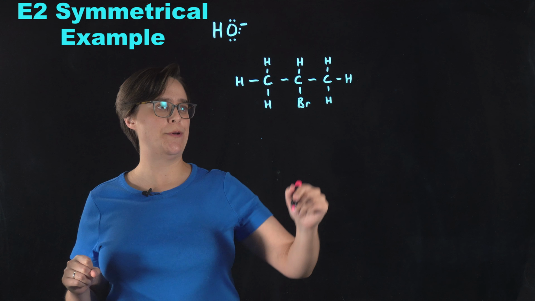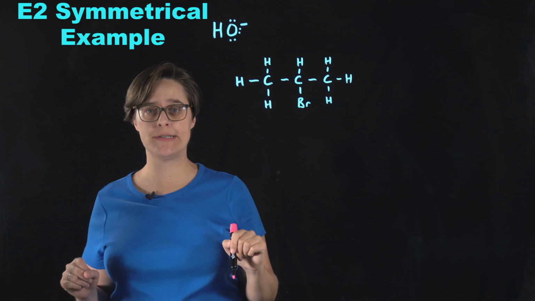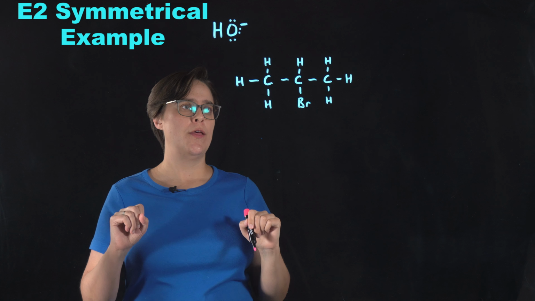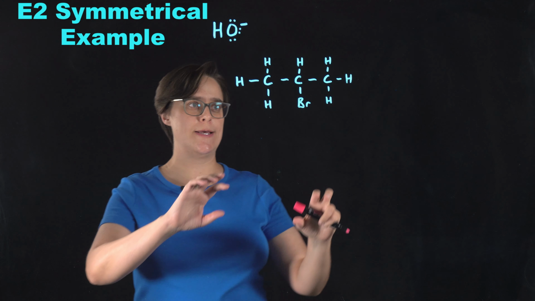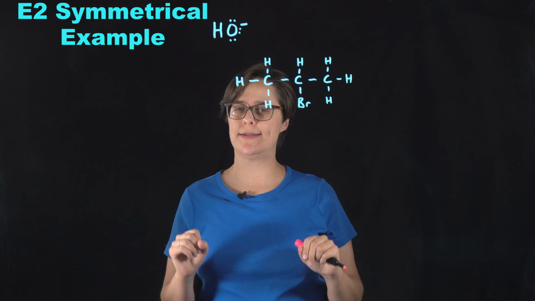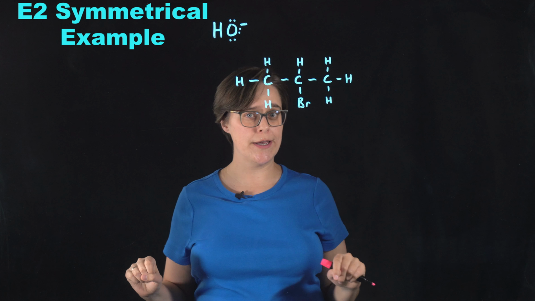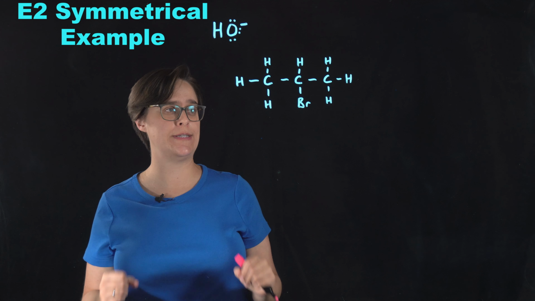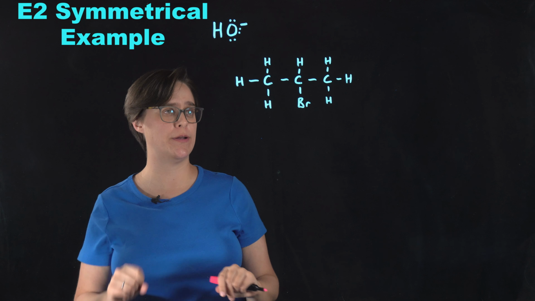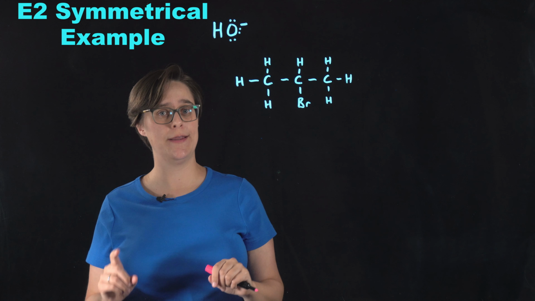This is showing the reaction of 2-bromopropane with hydroxide as our base. The reason that I'm doing this as our very first example is because this reactant has a certain symmetry about it such that all 6 of these hydrogens are equivalent. We can pick any of those 6 beta hydrogens and we only get one product.